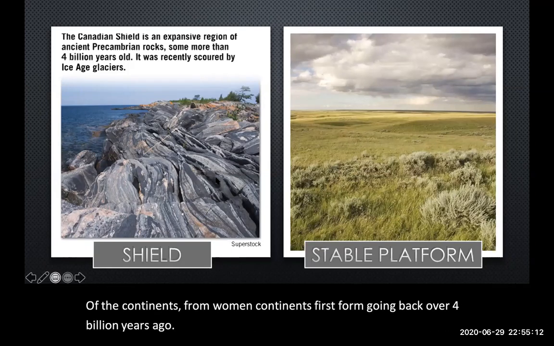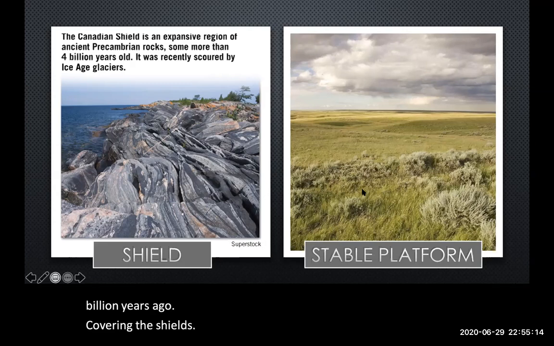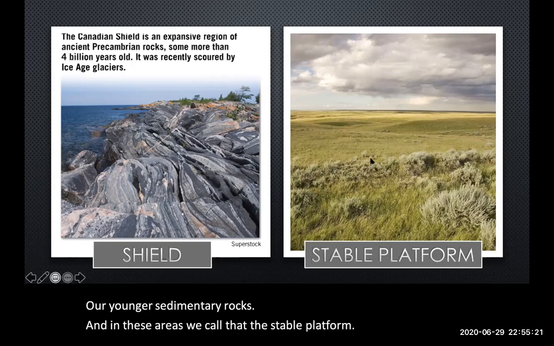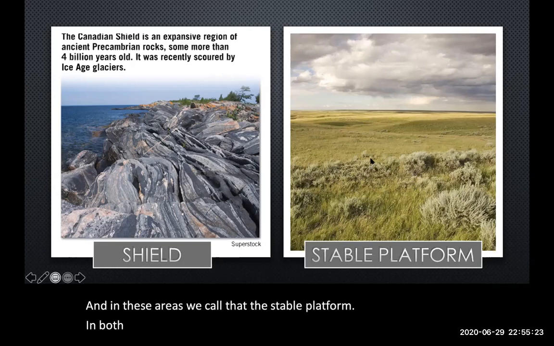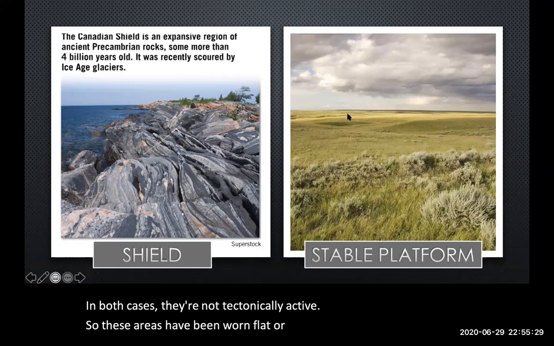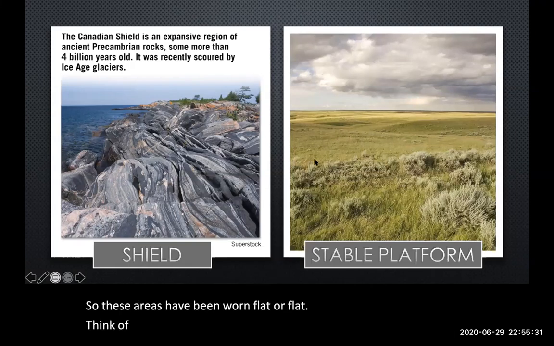Covering the shields are younger sedimentary rocks, and in these areas we call that the stable platform. In both cases, they are not tectonically active. So these areas have been worn flat or nearly flat. Think of the Great Plains in North America as a good example of this.